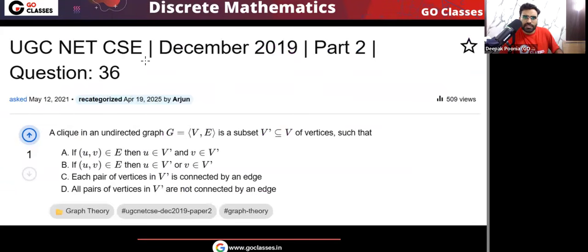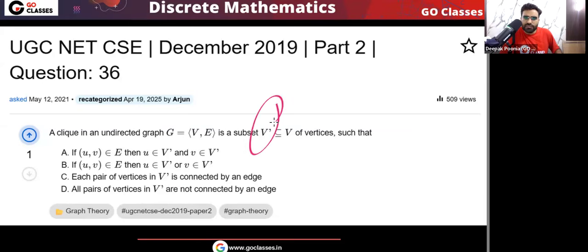Let's solve the UGC NET December 2019 question. A clique in an undirected graph. We have an undirected graph G = (V, E). Then what is a clique? The question is asking for the definition of clique. We already know that a clique is basically a subset of vertices. So yes, V dash is a subset of V. Now the question is asking what is the definition of clique? We already know clique basically means a subset of vertices which are pairwise adjacent.